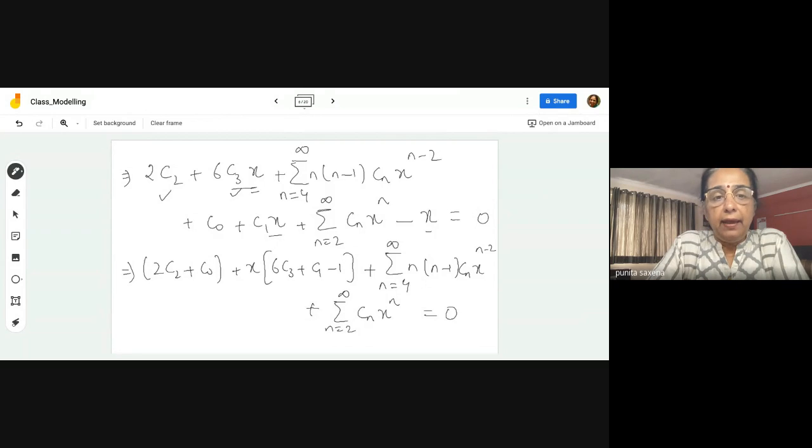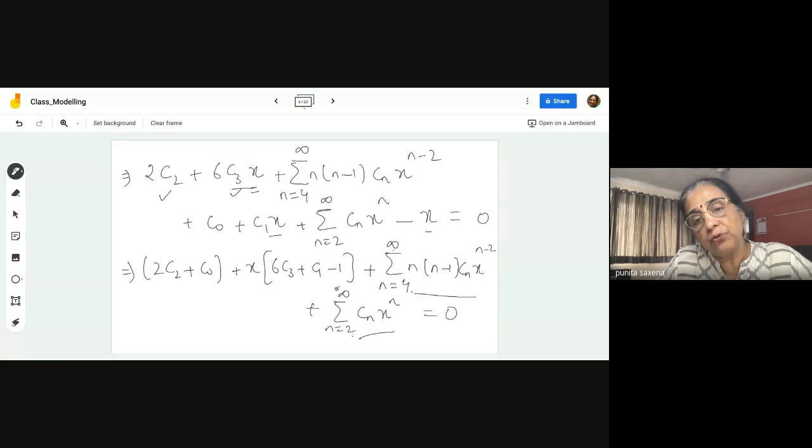Now see, I have 2 options with me. If I just look at this, I can have the summation for both of them starting from 2 to infinity, or I can have both of them starting from 4 to infinity. If I want the summation to start from 2 to infinity, I need not change this term, but I will have to change this term. And if I want to start from n equal to 4 to infinity, I don't have to change this term, but I will have to change this term.